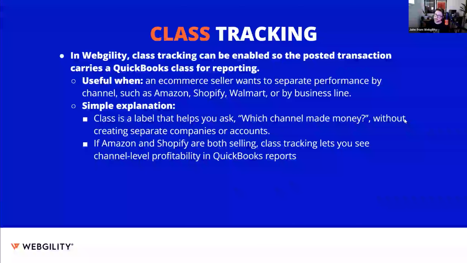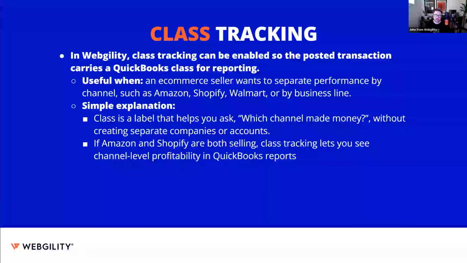Class tracking. Speaking of segmentation, in Webgility, class tracking can be enabled. That means that when you post a transaction, it'll pull over that QuickBooks class for reporting. I'm sure most of you are using transaction classes in QuickBooks, and they are very useful. With Webgility, it makes it a lot easier to segment performance by channel. You can have your class set up as Amazon, Shopify, or Walmart, and check the performance a lot easier that way. There is another way that we recommend segmenting by channels as well that we'll get into in just a moment.